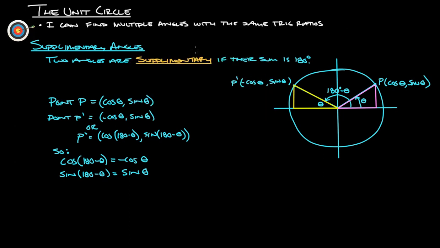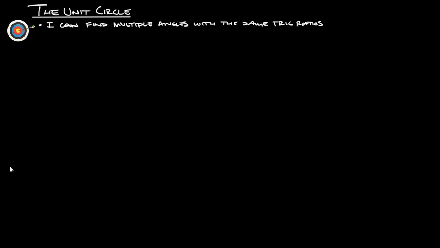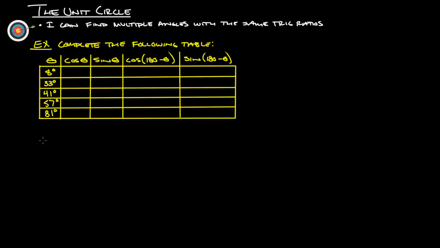All right. Let's do this. Let's take a look at some examples here. So we're going to complete the following table. We're going to find the cosine of 8 and then the sine of 8, and then the cosine of 180 minus 8 and the sine of 180 minus theta, which in this case here is 8. Okay, so we're going to use our calculator to figure these out.